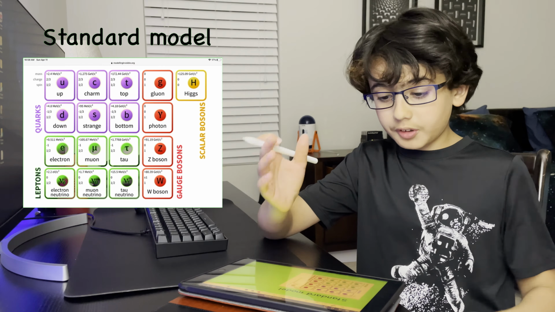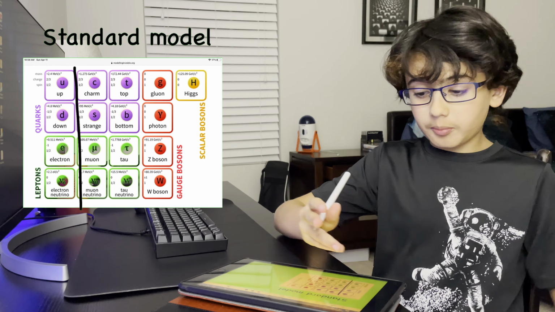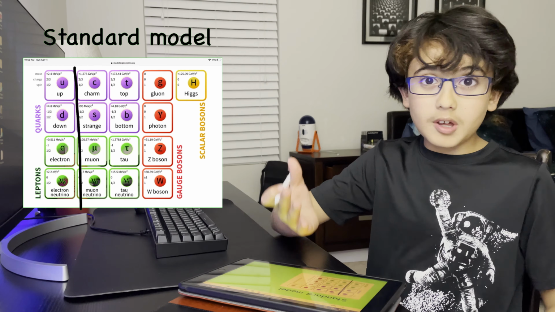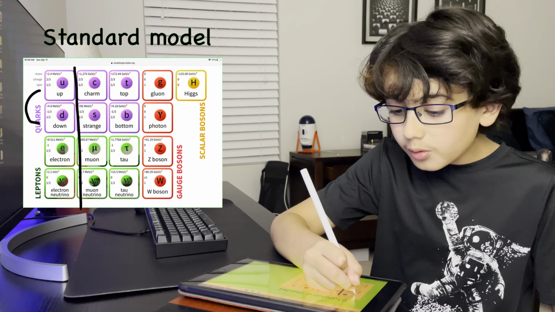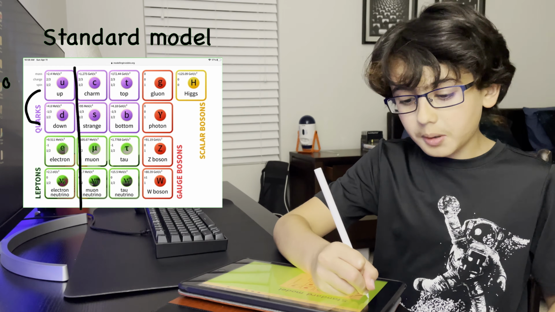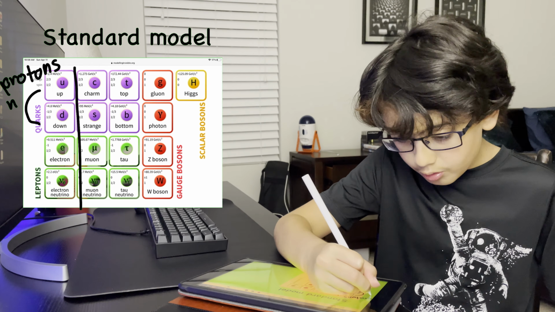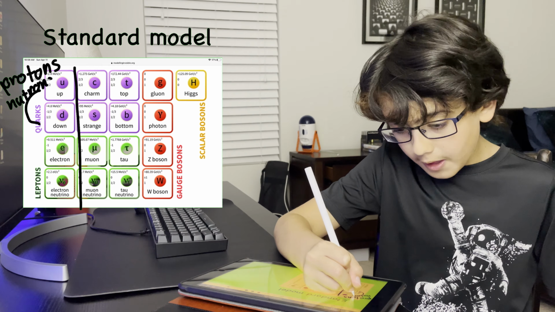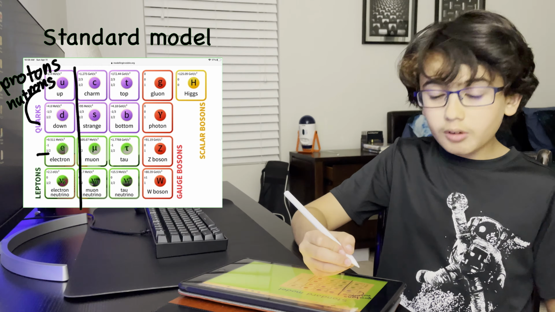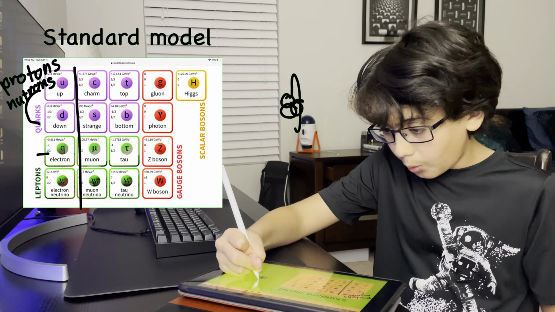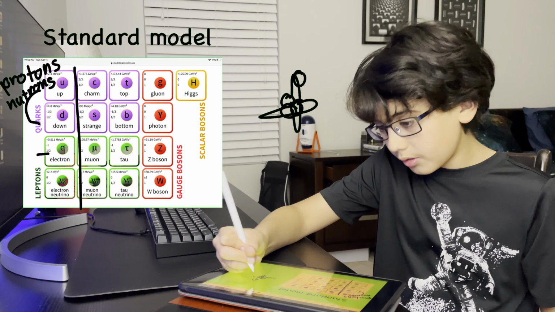Now, I'm going to explain the first generation particles, because the second and third generation are basically copies of it, and they're not as common. So the up and down quark, those are the particles that make up protons and neutrons. Then you have the electron, which I'm sure all of you guys know. It orbits the nucleus of the atom.